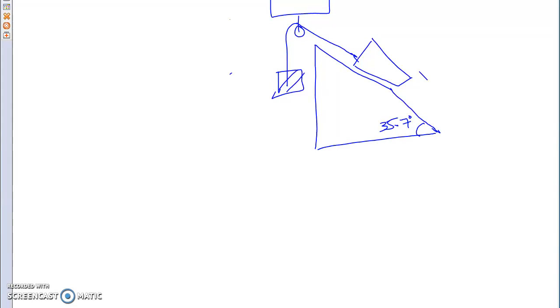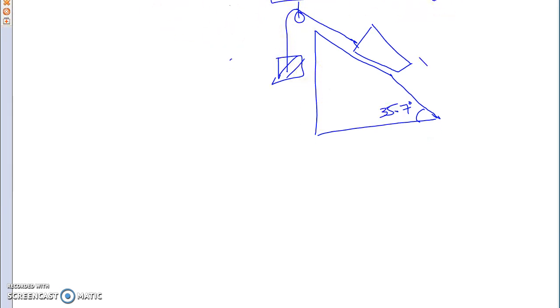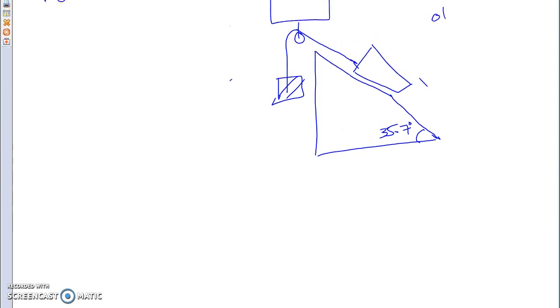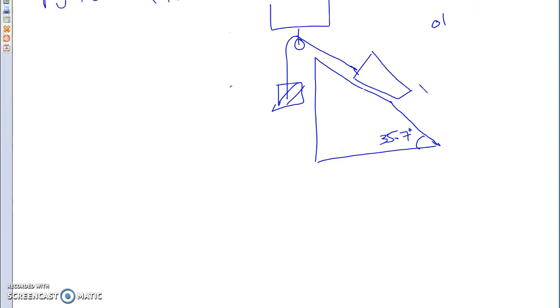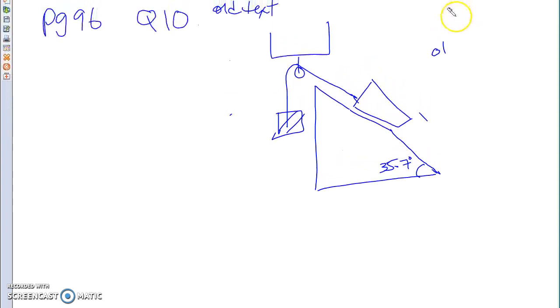Okay, hello people. All right, so we're doing this question. This is from the textbook, the old textbook. I'll just move this up. So there's your question: page 96, question number 10 in the old text.